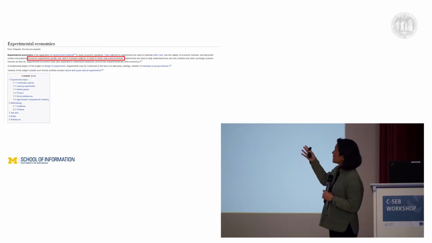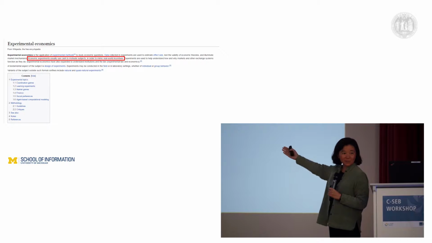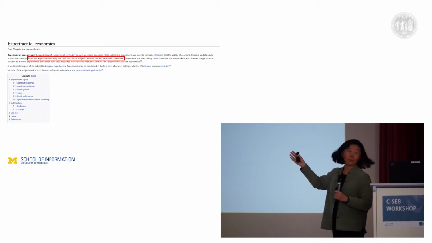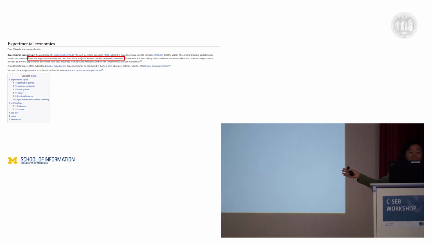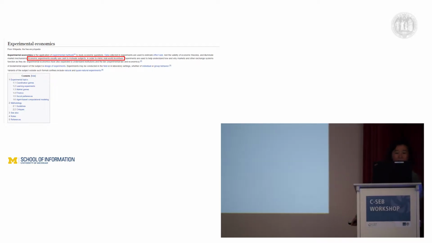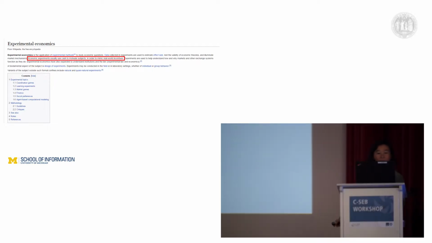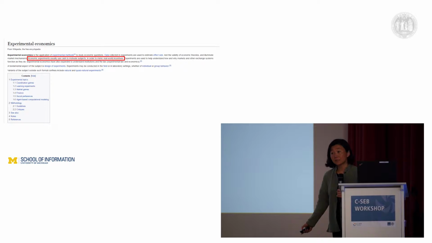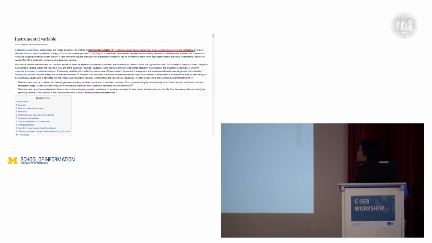I realized that some of my fonts are too small because the screen is so receded, so I'm just going to read out loud. This is a definition of experimental economics. It talks about lab experiments using real incentives and completely ignores field experiments, which is a large and growing area.